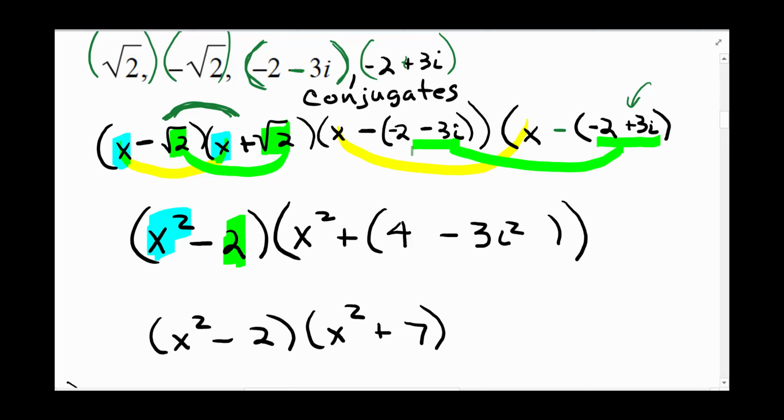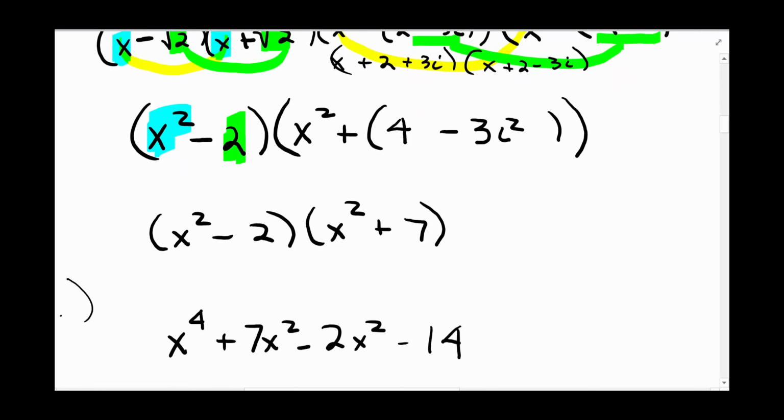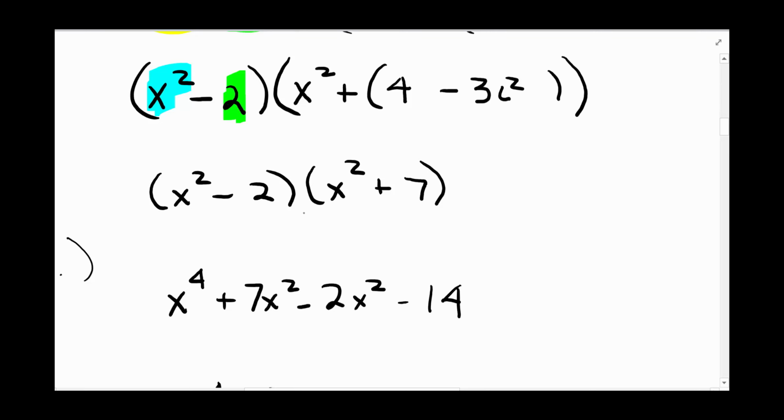So let's go ahead and do that. So the opposite of negative 2 is positive 2. So inside here, this becomes x plus 2. And then negative times a negative is a positive. So that's plus 3i. And then this is x plus 2 minus 3i. And then you're going to multiply all of those things out. And then this is what it's going to simplify to.